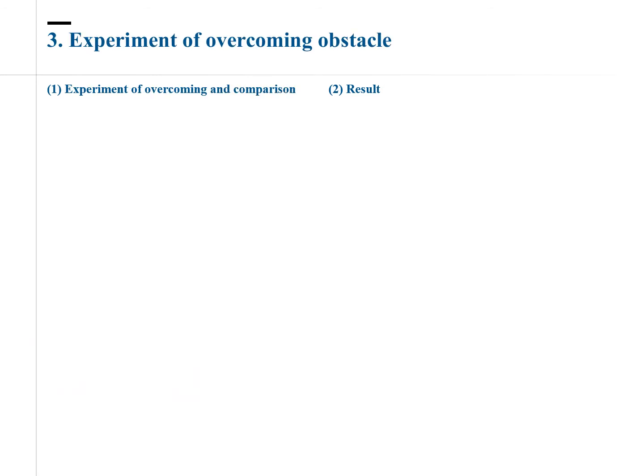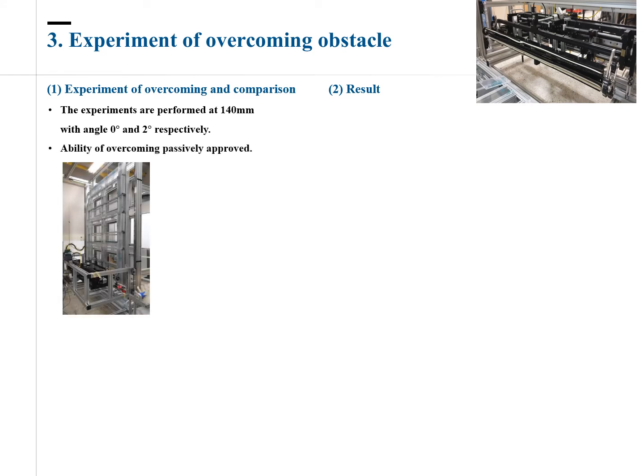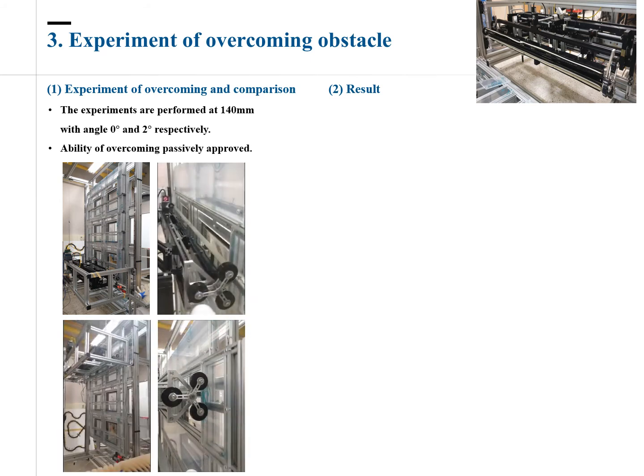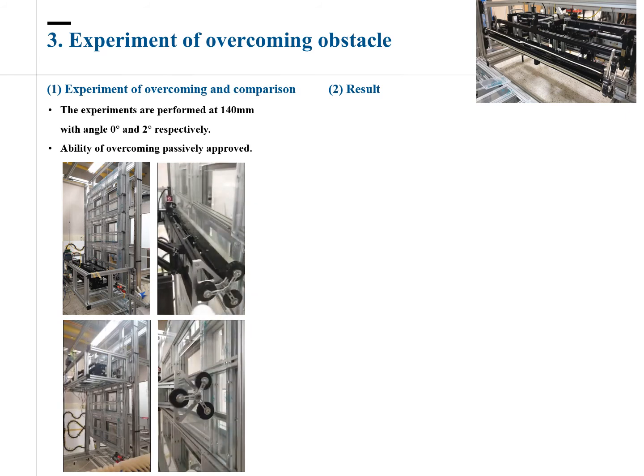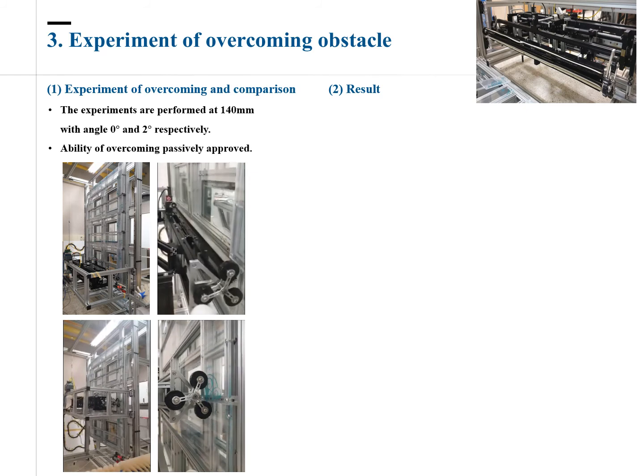With the optimal parameters, experiments are conducted on the test bench with obstacles. The experiments are conducted at 140 mm with 0 and 2 degrees respectively. This point, 140 mm, is the middle position in the workspace. As you can see in the videos, the ability of the robot to overcome obstacles is proven.